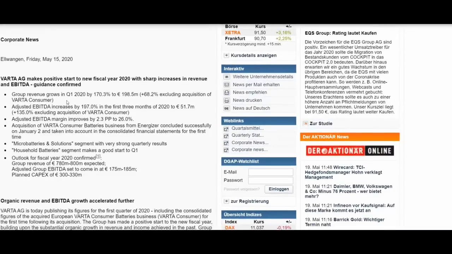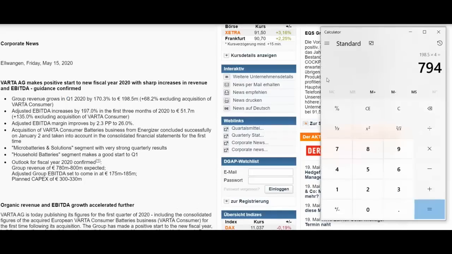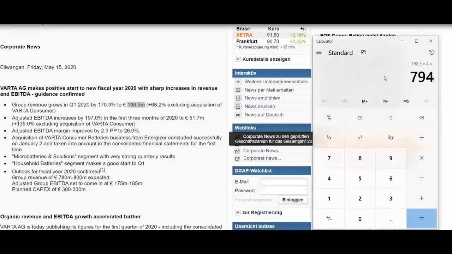And as you can see here, the group revenue for Q1 2020 was 198.5 million euros for Wata. So if we calculate this, 198.5 million euros for 4 quarters gives us a revenue of 794 million for the whole year 2020 for Wata. But okay, let's say this is overestimated, because in Q2 most of the companies in Germany were closed, and Wata was also closed, and it could not produce for 2 months of Q2, and it could not make as much profit as in Q1.